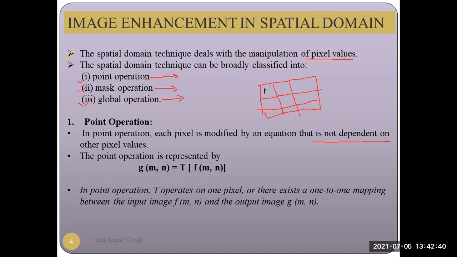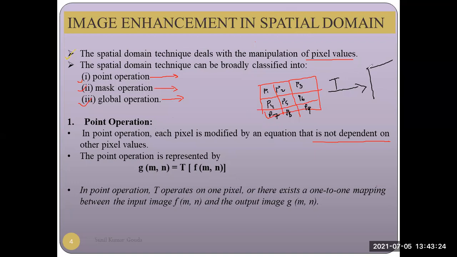Now, if these are my points: P1, P2, P3, P4, P5, P6, P7, P8, and P9. So what the point operation is saying is, whenever we take a certain image and perform a certain transformation or image enhancement technique, it will give the resultant image.